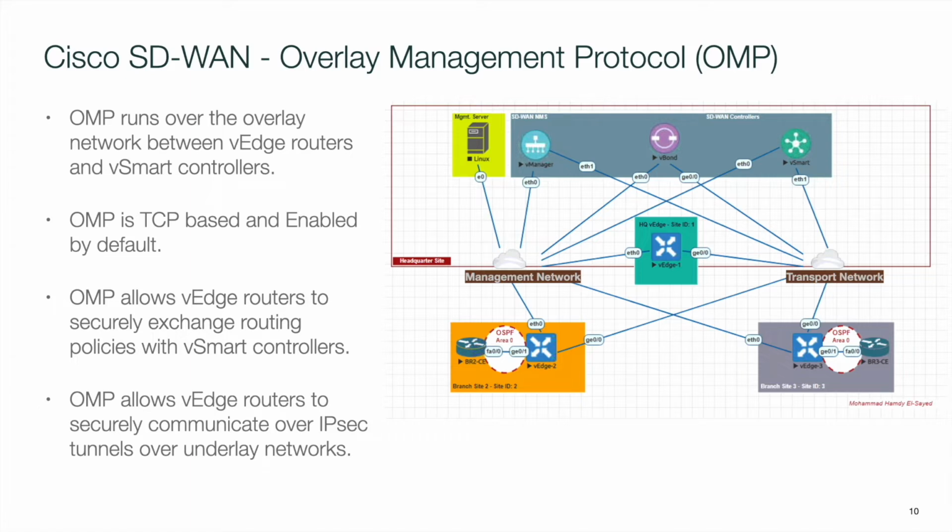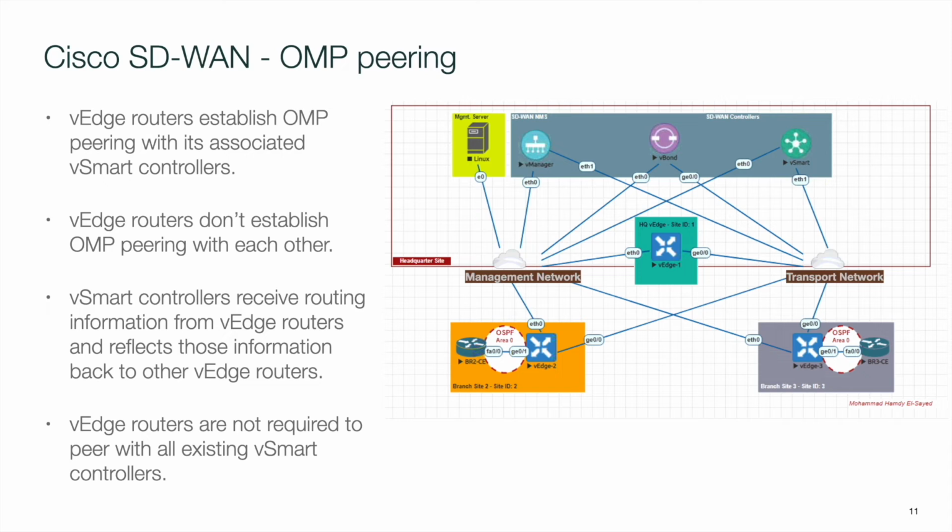OMP allows vEdge routers to securely exchange routing policies with vSmart controllers. OMP allows vEdge routers to securely communicate over IPSec tunnels over the underlay network. OMP operates by establishing peering between vEdge routers and vSmart controllers.